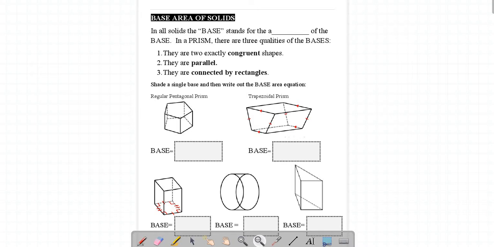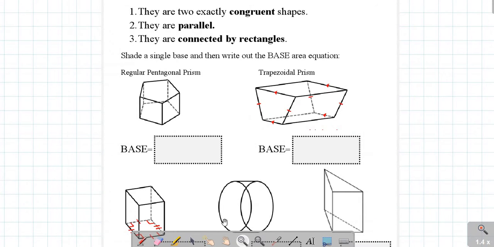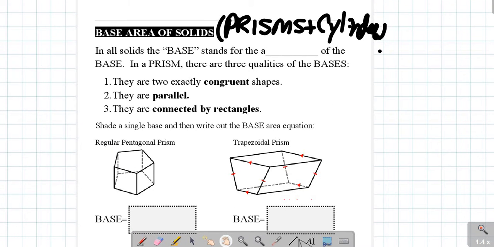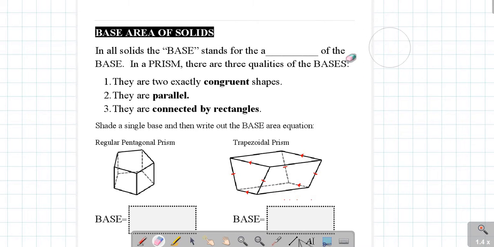When you're working with solids, particularly prisms and cylinders, I'm going to be talking for a moment specifically about prisms and cylinders. In all the equations for prisms and cylinders, when I say the word base, I'm going to be using a capital letter.